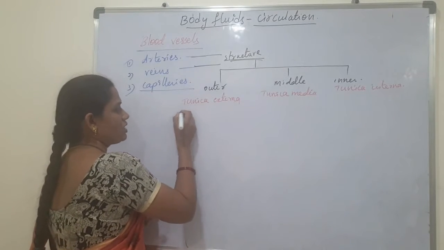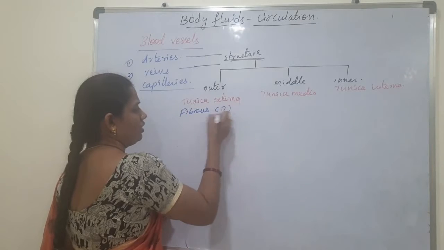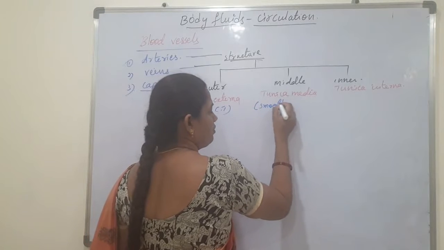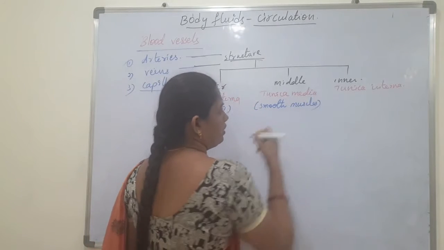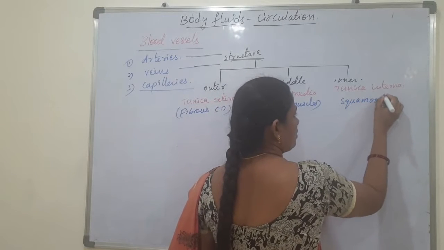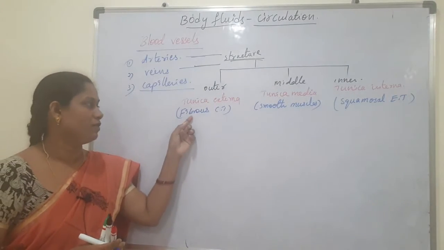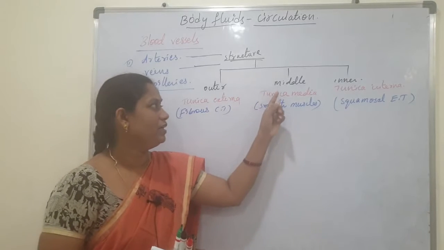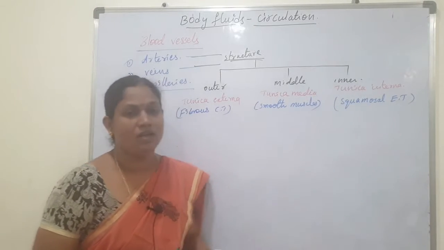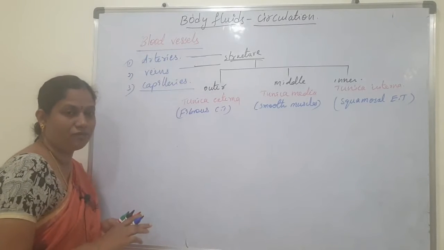So here the tunica externa is made up of fibrous connective tissue. Tunica media is made up of smooth muscles. Next, tunica interna is made up of squamous epithelial tissue. So tunica externa is made up of fibrous connective tissue, the middle tunica media of smooth muscle, and tunica interna of squamous epithelial tissue. Both the arteries and veins have these same types of layers.